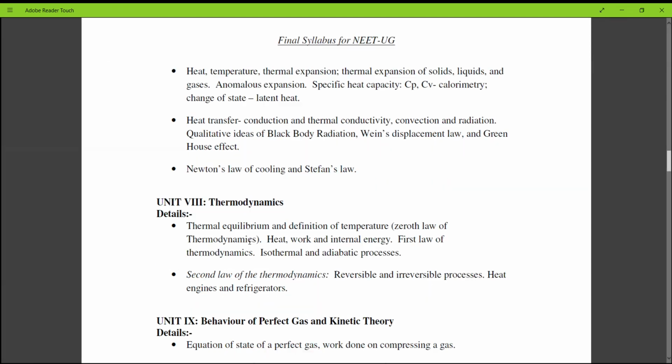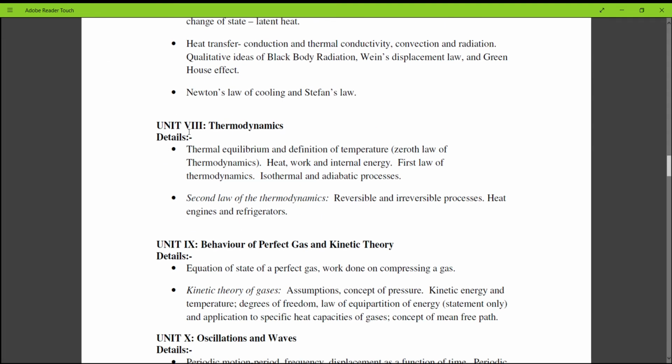This was unit 7. Now moving on to unit 8. Unit 8 is thermodynamics. First topic is thermal equilibrium and definition of temperature. That is zeroth law of thermodynamics. Heat, work and internal energy. First law of thermodynamics. Isothermal and adiabatic processes. Then second law of thermodynamics, reversible and irreversible processes, heat engines and refrigerators.